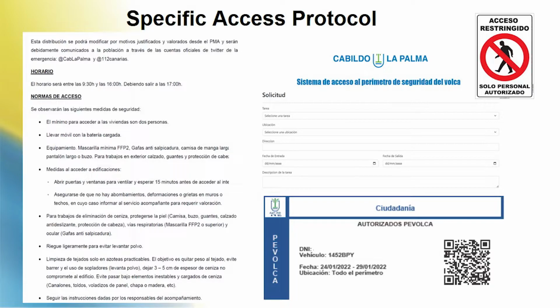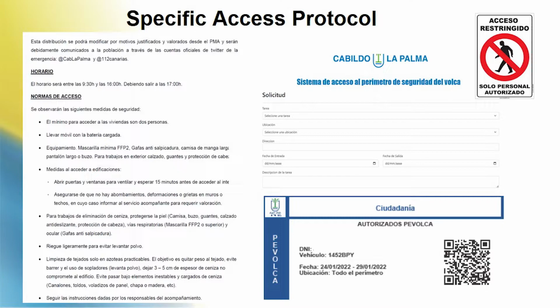The specific access protocol with this QR access to make easy to the security agents to know who is allowed to access or not, but it was a very difficult work, because we have to check if you really live in the zone, or you have a work situation that you can enter to this area.